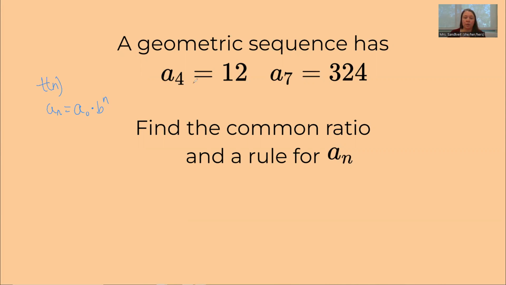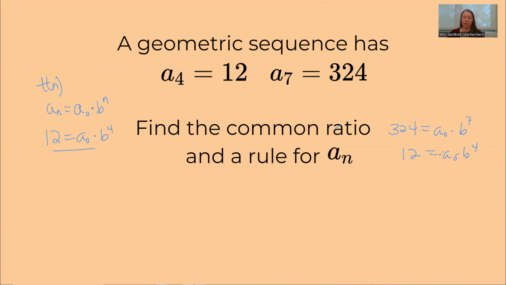Okay, so I'm going to use this. I know the fourth term, so when n is 4, a sub 4 is 12. So I'm going to have 12 equals a sub 0 times b to the fourth. And then I'm going to do the same thing over here: 324 equals a sub 0 times b to the, now in this case, n is 7. And I want to solve the system of these two equations. I'm going to put this 12 equals a sub 0 b to the fourth here.